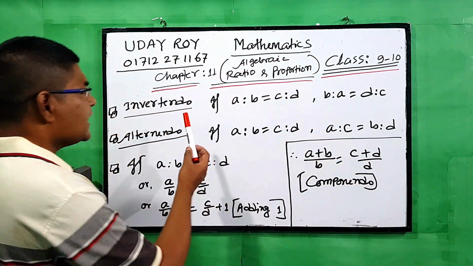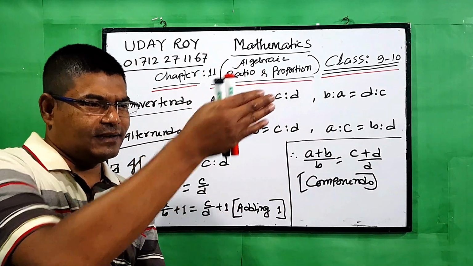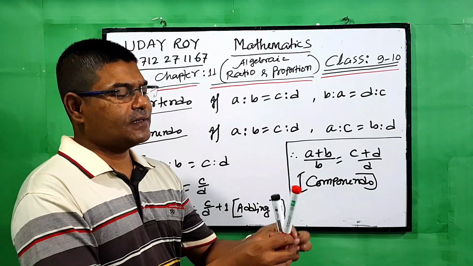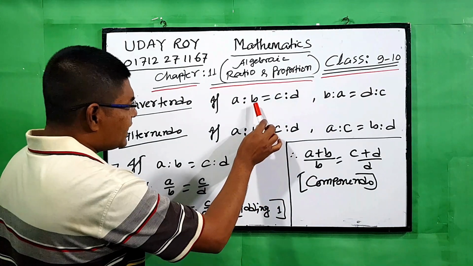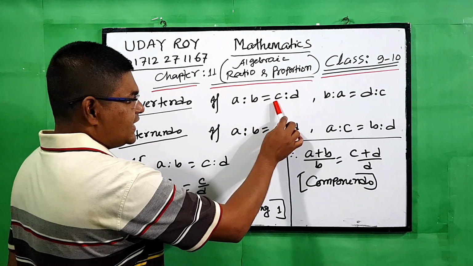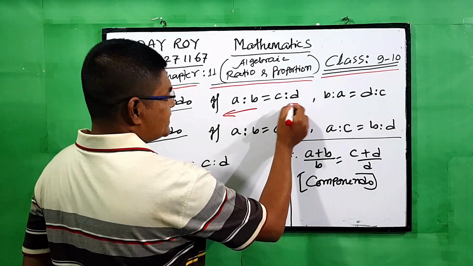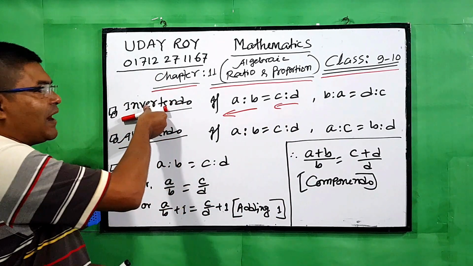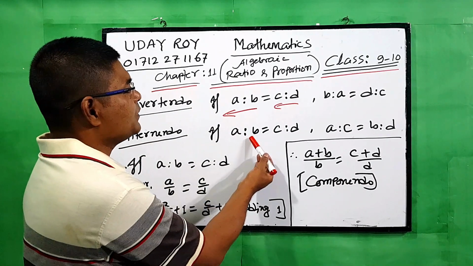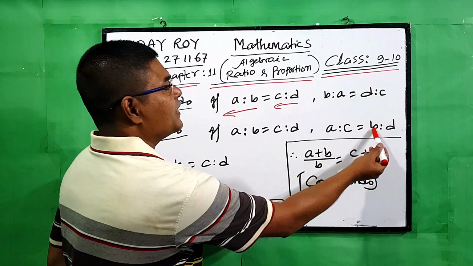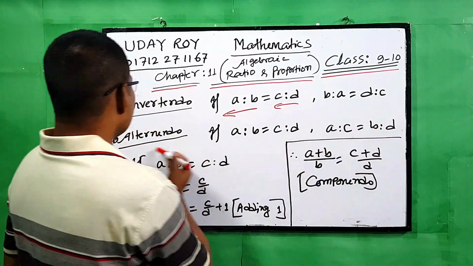You can see here, if A:B equals C:D, this type of thing, this is the invertendo. You can see B is here, A is here, D is here, C is here. B will come back here, D will come back here. This is the invertendo, and this is alternando. A:B, C:D; A:C, B:D. If you observe, we can see this is the alternando.